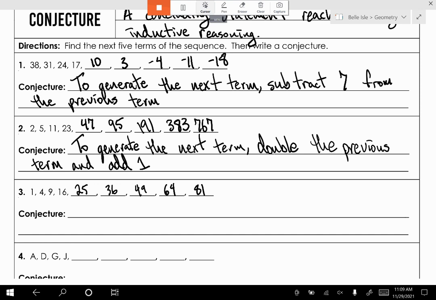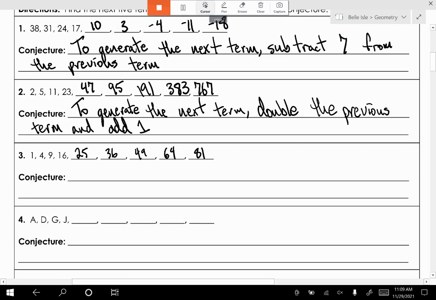So the reason that I wanted to talk about this one is because the patterns might not always be what's happening in between the two. Sometimes it's what do these numbers have in relation to each other. Okay. Does that make sense? Yes.